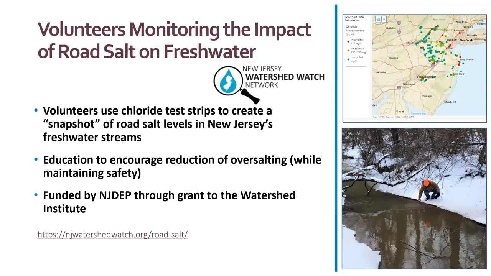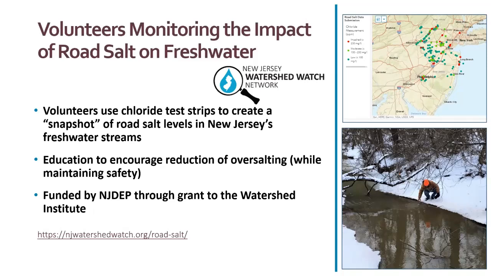And as Mara mentioned in the beginning, we have a volunteer monitoring project that aims to create a snapshot of road salt levels in New Jersey's freshwater streams. Over 1,000 data points have been submitted by 117 volunteers for this winter. And the results can be viewed on the map at NewJerseyWatershedWatch.org/road-salt, which is displayed on the screen. And we hope that this project involves people in thinking about this issue and having stewardship and encouraging them to reduce the overuse of salt while, of course, maintaining safety. We should also be having a report to summarize the data as well.